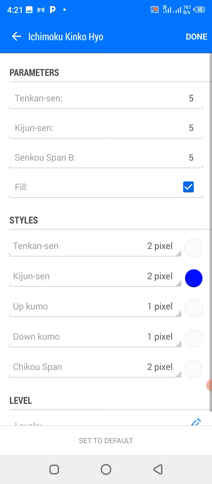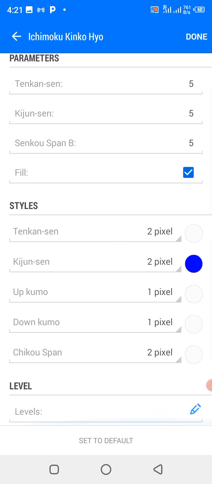Then you also need the values. The Tenkan-sen is 5, Kijun-sen is 5, Senkou Span B is 5, fill styles Tenkan-sen, Upkumo, Downkumo, and Chikou-span should be the background color, which is white. I'm using white. If you're using black, you use black. And the Kijun-sen should be blue, 2 pesos. You can see the pesos for that one. Make sure you put it down. You click on done. I have already done that.